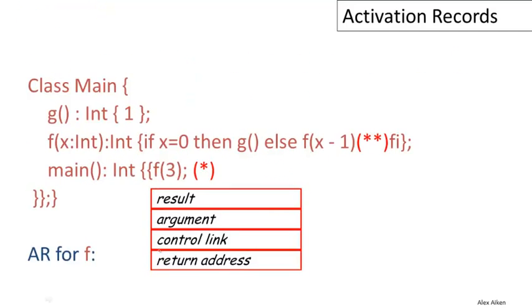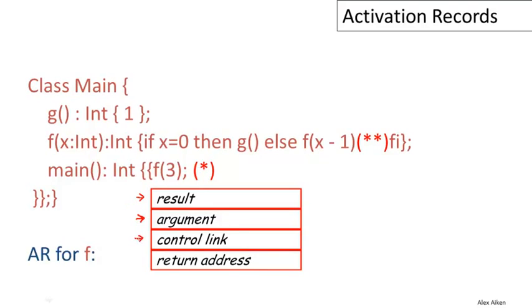So let's work through an example. Here's one of the programs that we looked at in the last video, and here is a design for a concrete activation record for the procedure F. So we'll have one position for the result of F that will hold the return value after we've finished execution of F. There'll be a position here for the argument to F. So F only takes one parameter, so we only need one word here to hold the argument to the function.